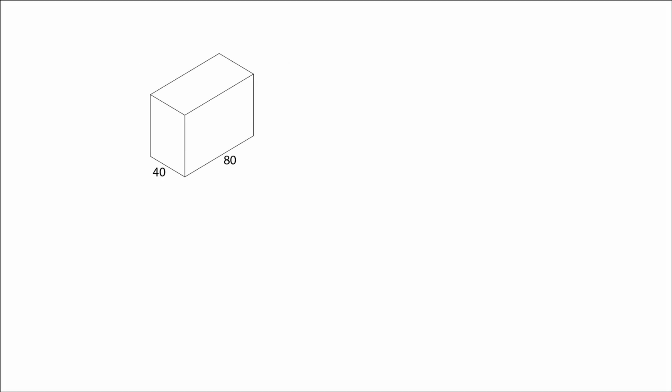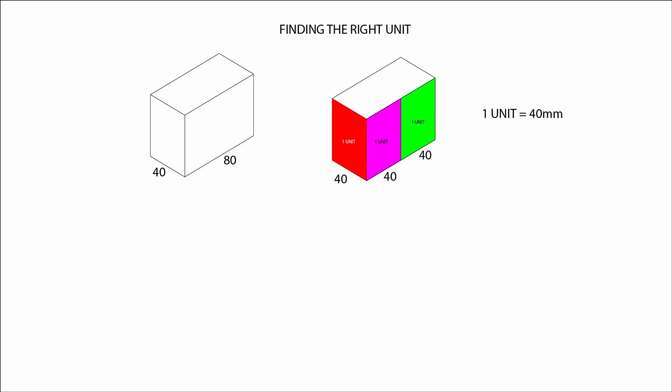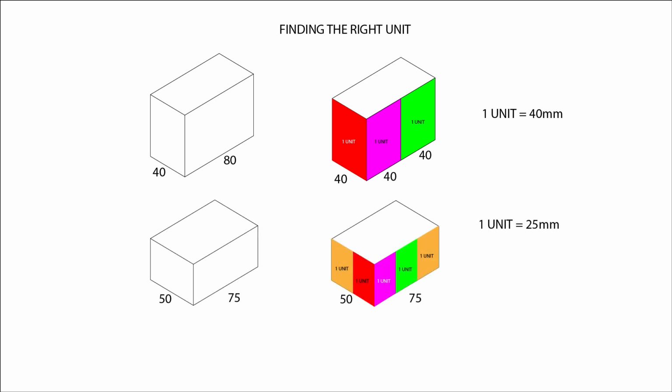This is the drawing in 3D. We will have to find something called a unit. If I state that 1 unit is equal to 40 millimeters, then the length of the cuboid is 2 units and the width is 1 unit. In most perspective drawings, you will have to find that 1 unit first. For that exercise, it was quite easy since the length is twice as much as the width.